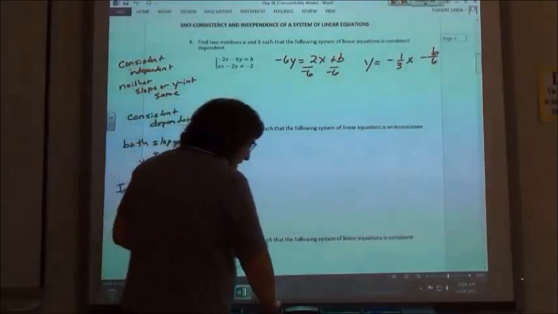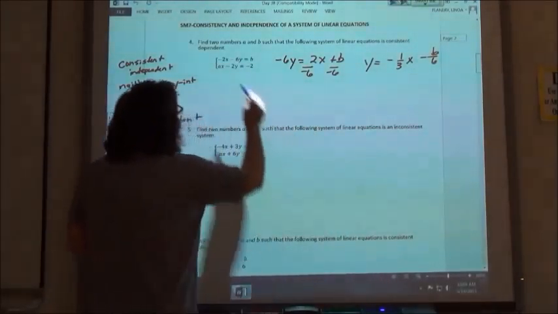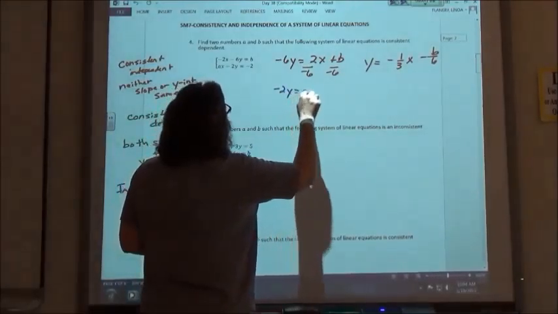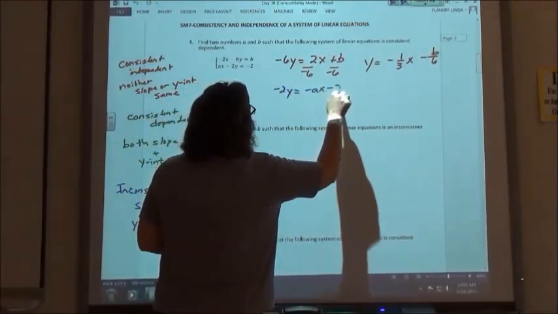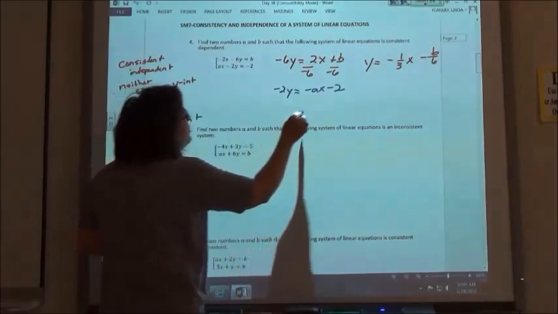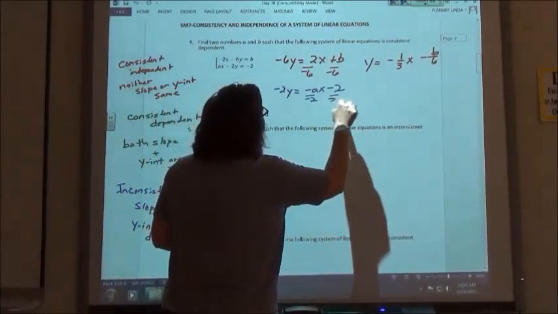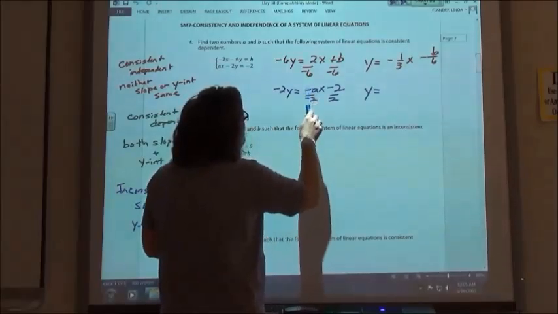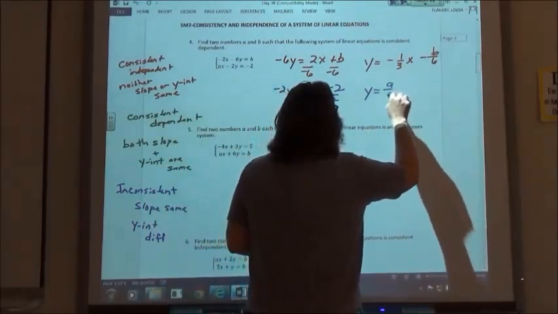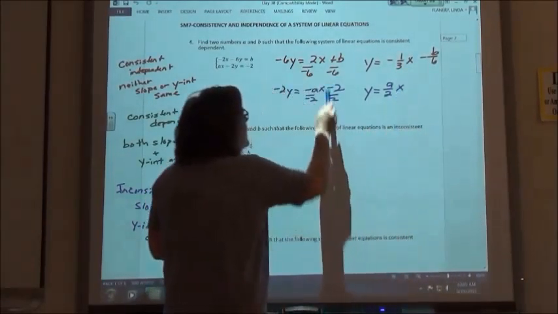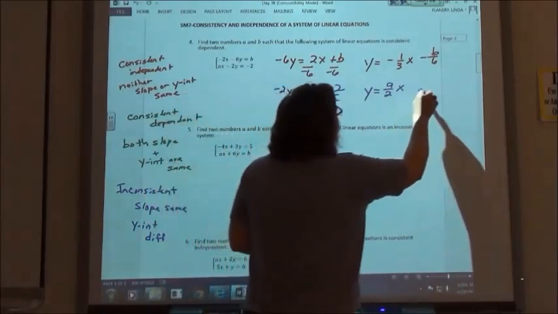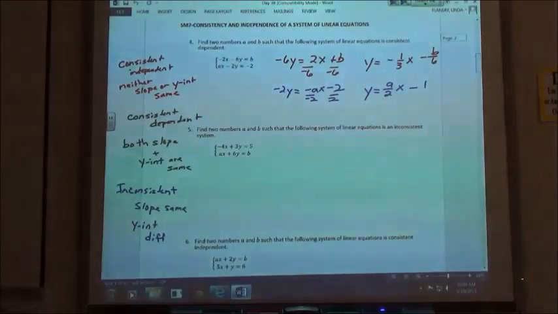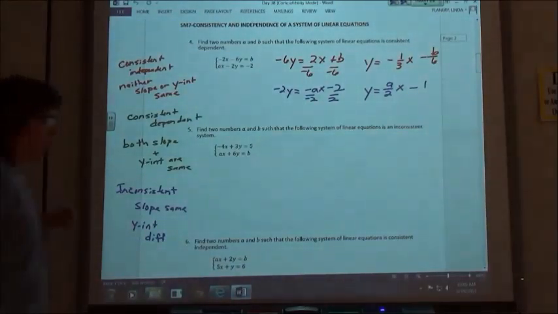If I do my second equation, I'm going to move my x term to the other side again, so negative 2y equals negative ax minus 2. I then have to divide by my negative 2. So y is going to equal, a negative over a negative makes a positive, a over 2 x, and a negative over a positive makes that a minus 1. So I've got both of my equations solved for y.